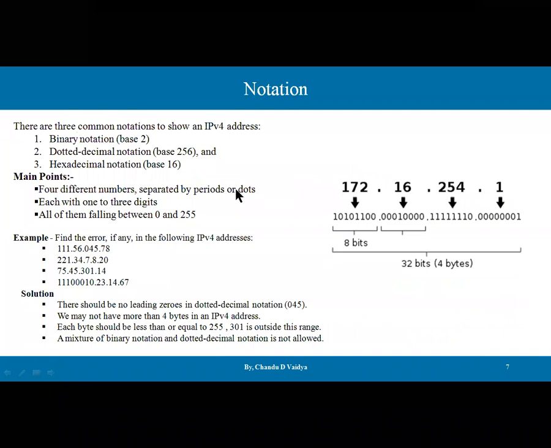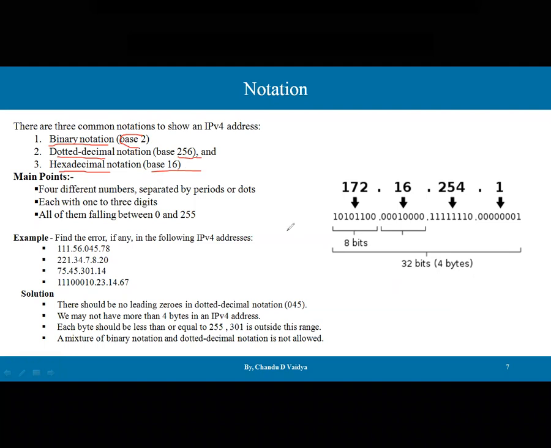Now let's start with the notation. If you talk about IP addresses, we need to have a notation. What is the representation of an IP address? This is going to be a very important part, guys. Actually, there are three notations. An IP address can be represented via binary notation, via dotted decimal, and also via hexadecimal. Binary notation is base 2, dotted decimal is base 256, and hexadecimal is base 16.